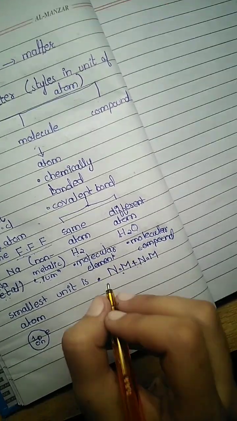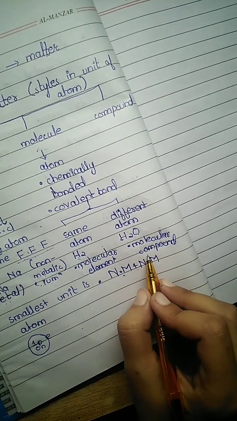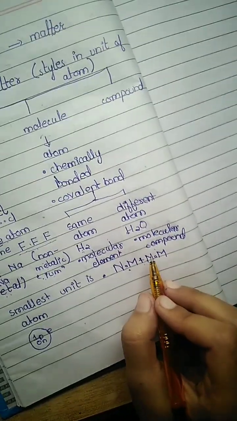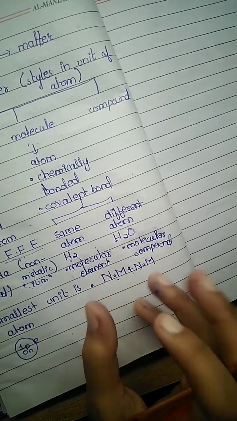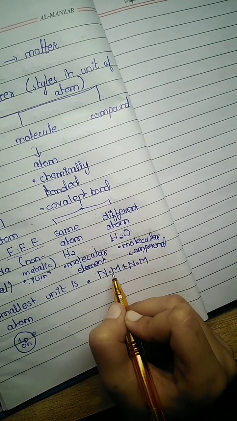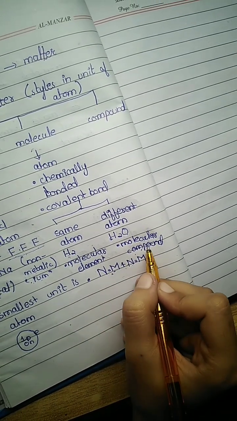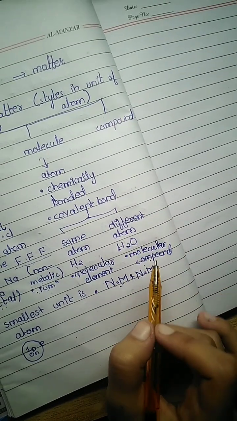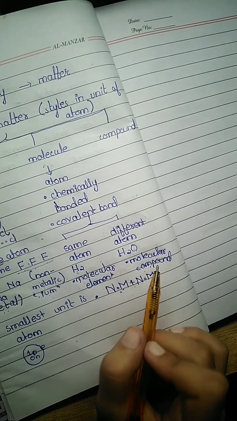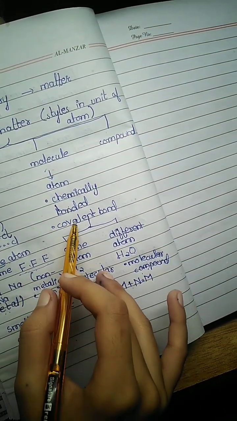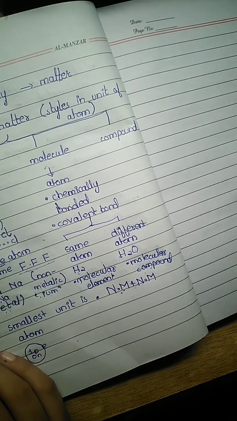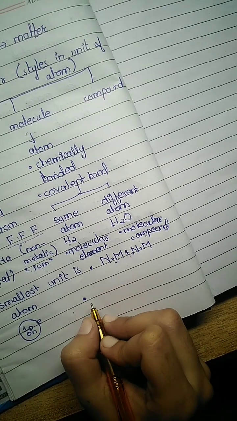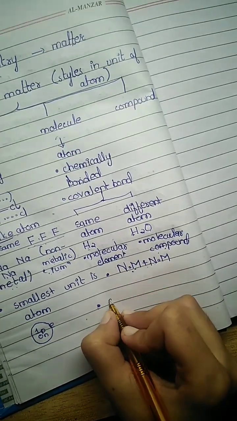Now that's a huge difference. We will talk later about how compounds are formed, but I'm just telling a little bit about it: a compound is formed by a metal plus a non-metal. It's just called a compound, but it is molecular because it is chemically bonded and it has a covalent bond. Now, the third point is, what's the smallest unit?